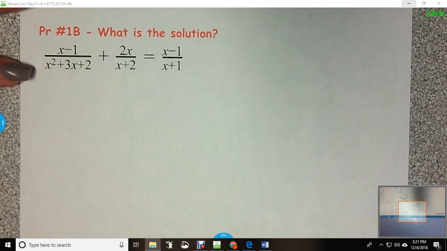All right, so last problem. What I want you to do with this one, go ahead and either get rid of your fractions or get common denominators. When you get to the point where you have no more fractions or you're just looking at the numerators, I want you to stop because this problem's a little bit different. Okay?